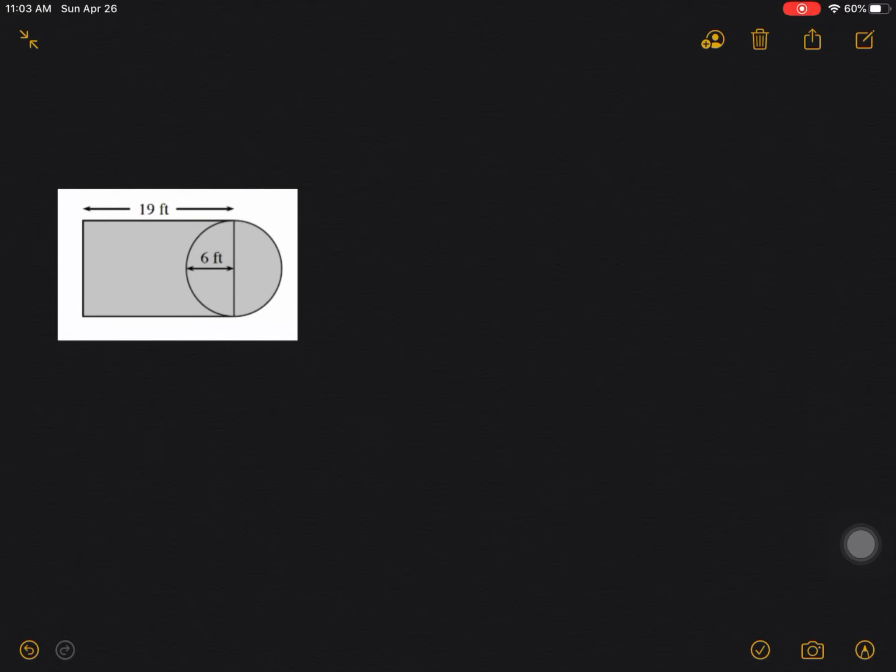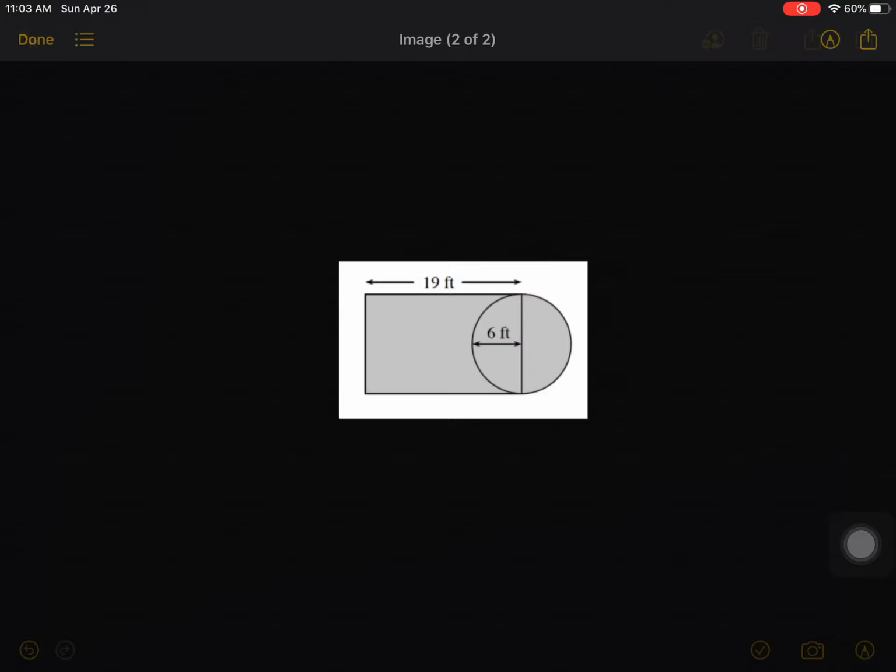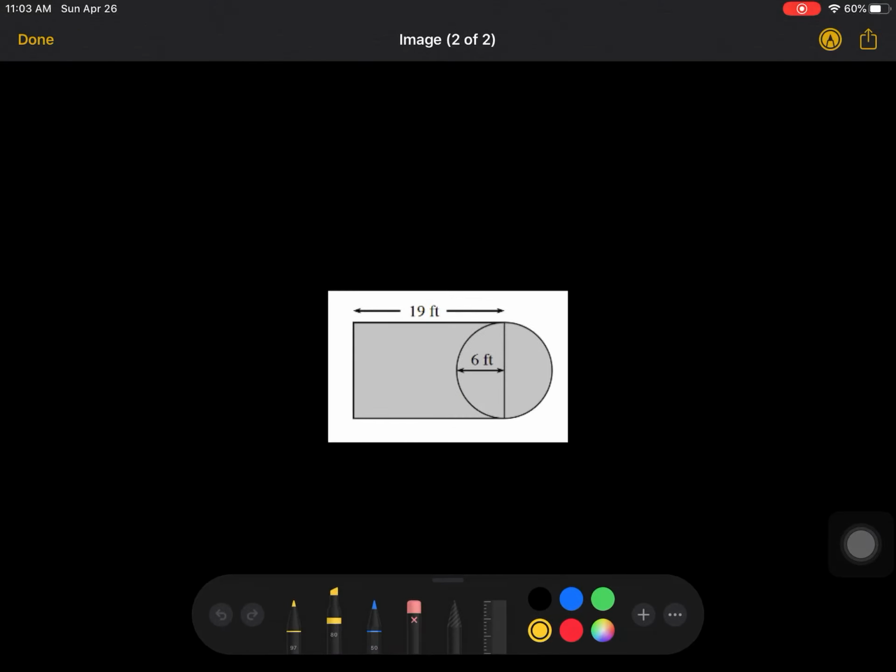All right, so the next thing that we are going to work on today is finding the area of a composite figure when it has overlapping shapes, like you see in this picture. When we're looking at this picture, we see that we want to find the area of this rectangle, and we also have a circle.